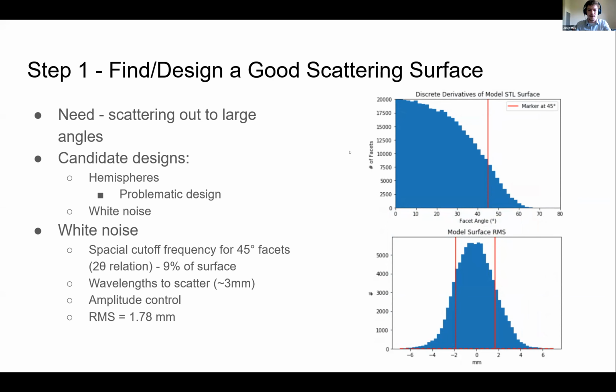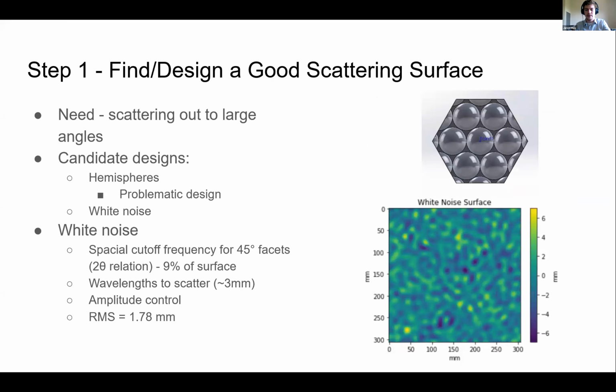And so we can also design these spatial frequency cutoffs to be on the same order of the wavelength that we're trying to scatter. So in our case, it's roughly 100 gigahertz or so. So we want our surface features to be a few millimeters in wavelength. And with these surfaces, we can also control the amplitude. And we found that having an RMS of 1.78 works pretty well for what we're trying to accomplish.